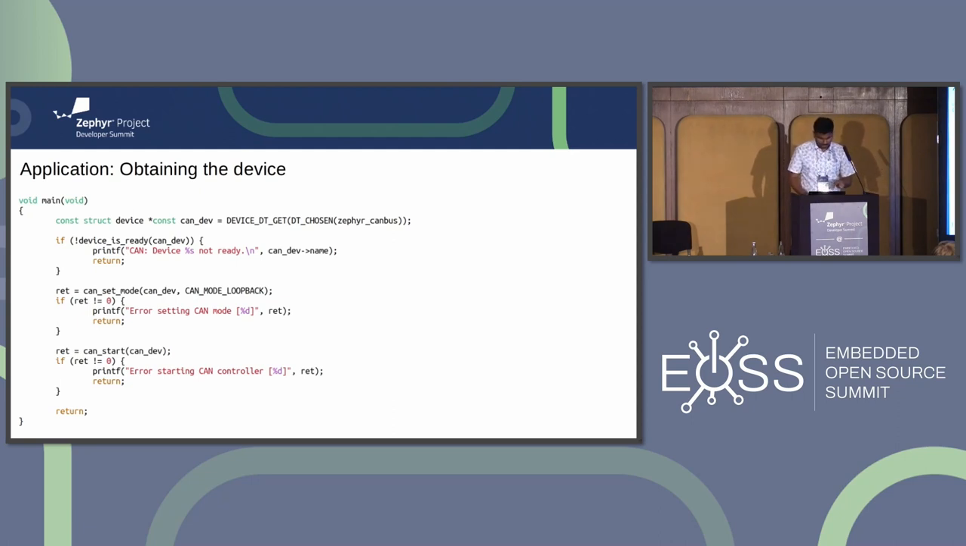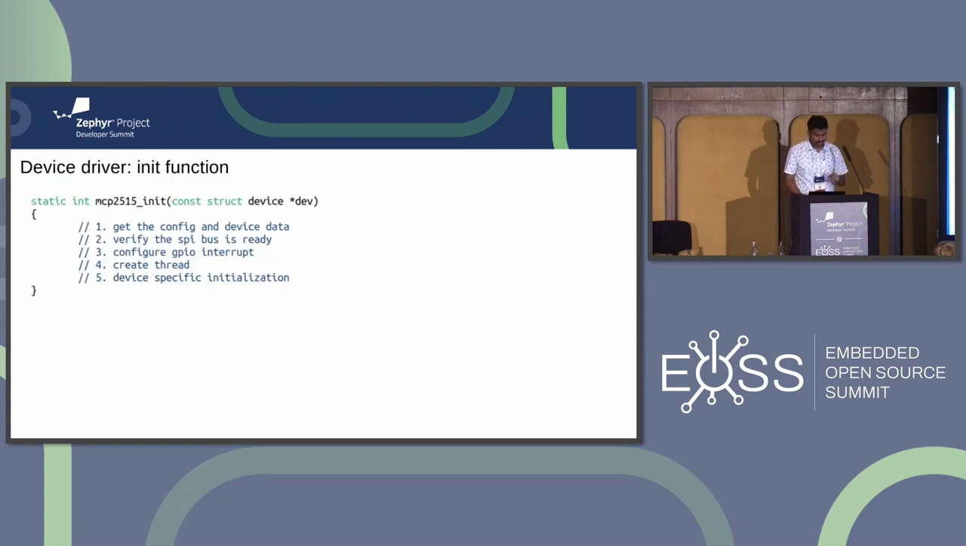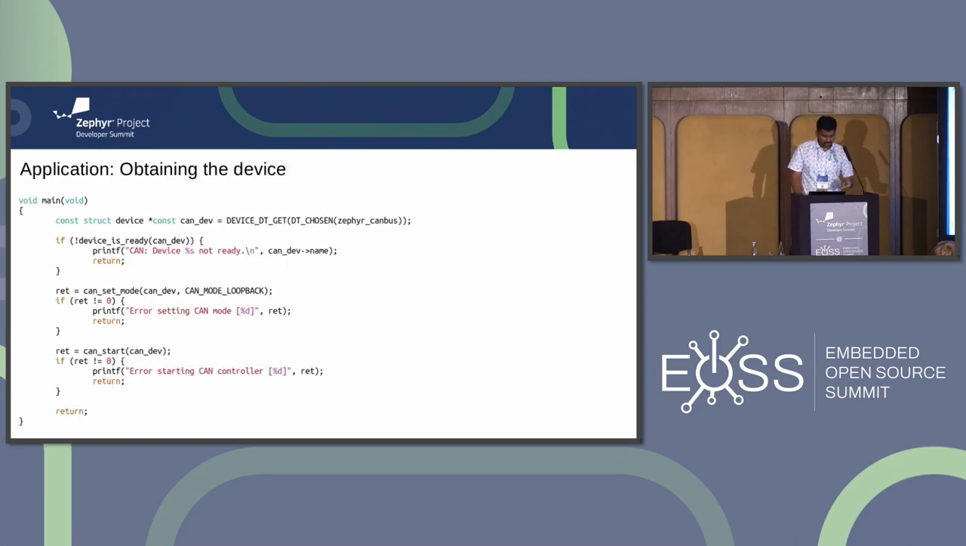This comes from the initialization function. For example, if it returns 0, then this if condition will pass. Otherwise, it will return here. Next, we need to set the mode. For example, it supports normal mode, CAN loopback mode and other modes. Here, I am setting the loopback mode. And next, we need to start the CAN controller with this device pointer.